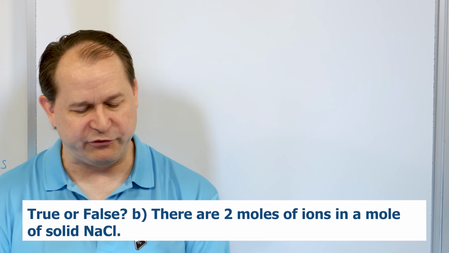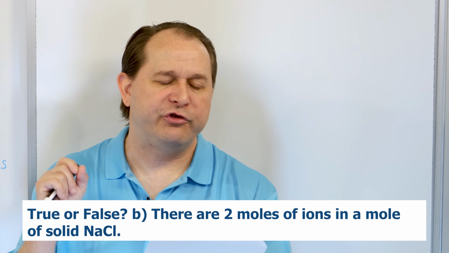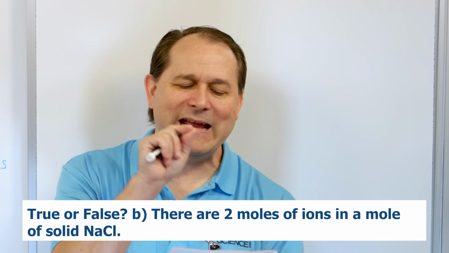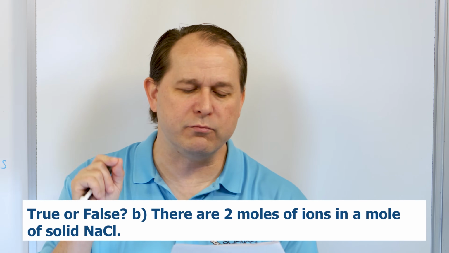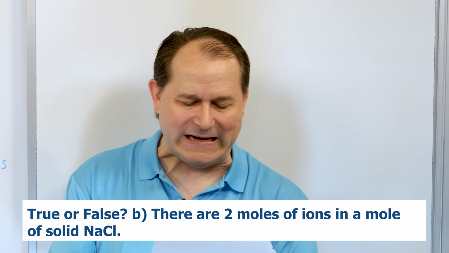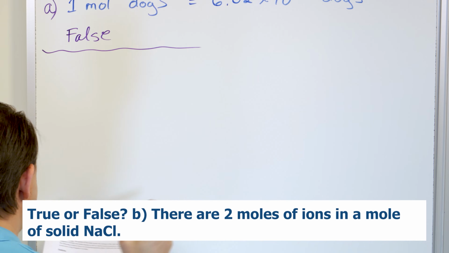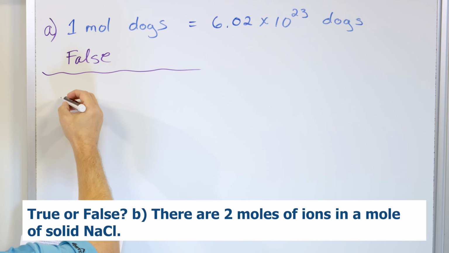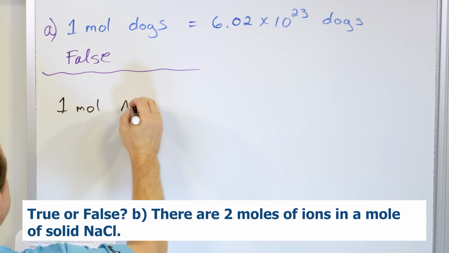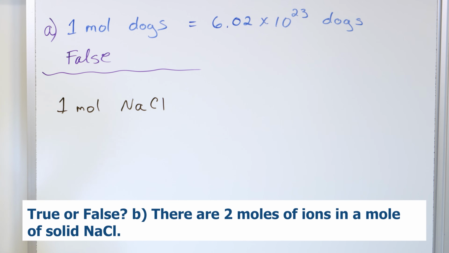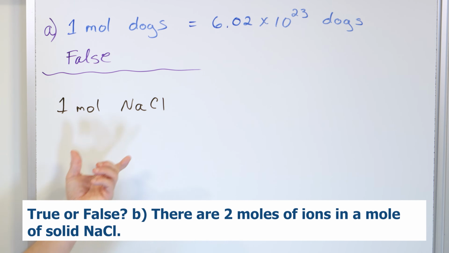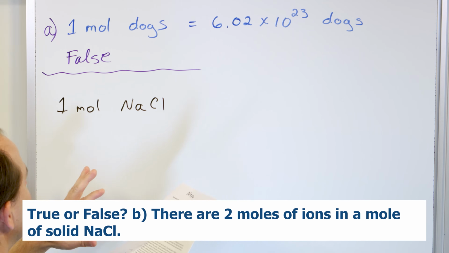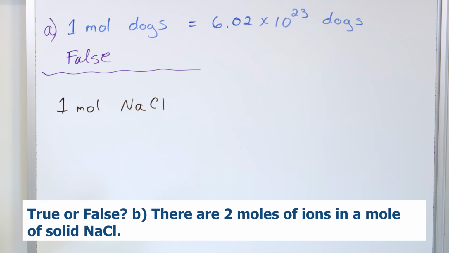Okay, problem number 2. True or false, there are 2 moles of ions contained in a mole of solid sodium chloride, NaCl. Well, what do we say we have? This problem says that we have 1 mole of NaCl. Now, this is an ionic compound. You all know sodium is on the left, chlorine is on the right. It's a formula unit, essentially. This is a 3-dimensional lattice where the ratio is 1 sodium to 1 chlorine in the crystal. But what does this actually mean?